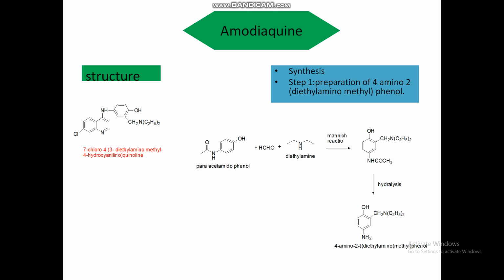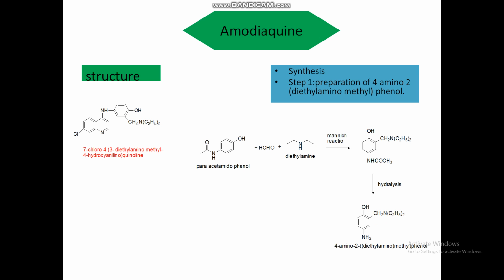So, what is the use of hydroxychloroquine? It is used for both prophylaxis and treatment of malaria. Okay. See here, amodiaquine, it is the structure. Synthesis, step 1, preparation of 4-amino-2-diethylaminomethyl phenol. The starting compound is para-acetamidophenol, which undergoes reaction with formaldehyde and diethylamine.